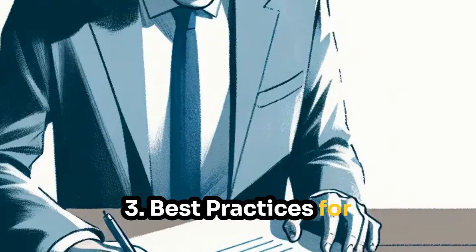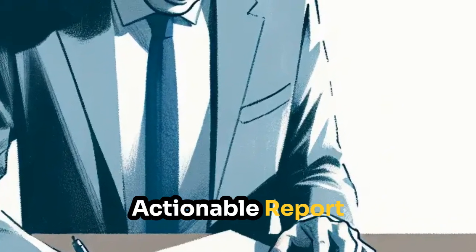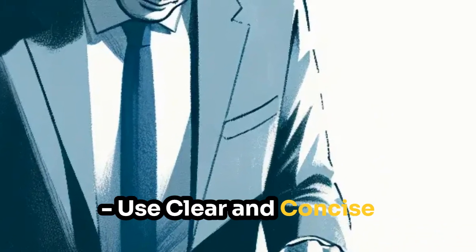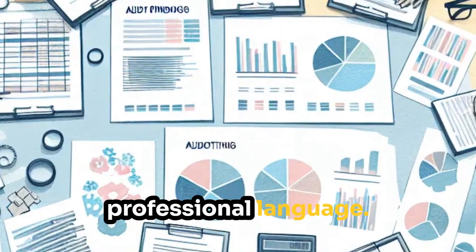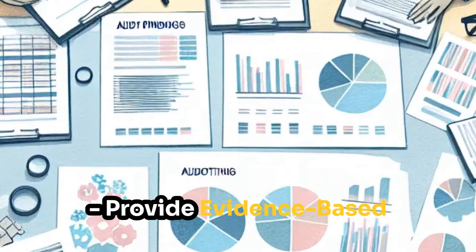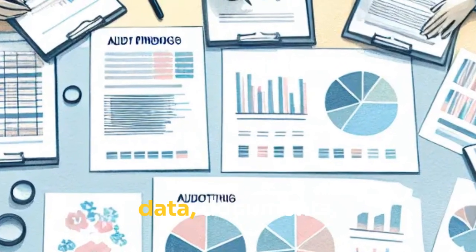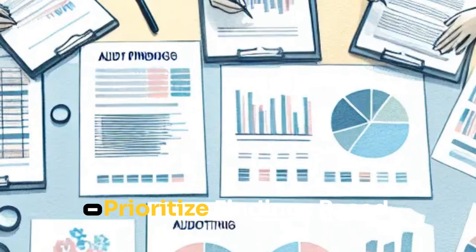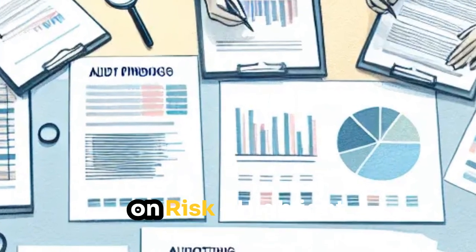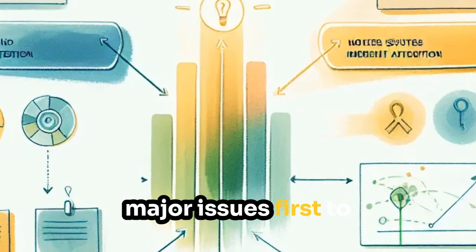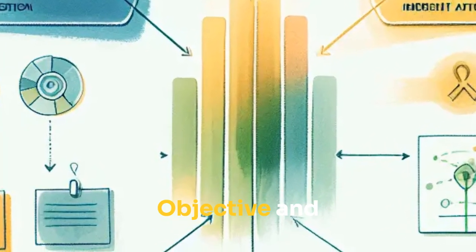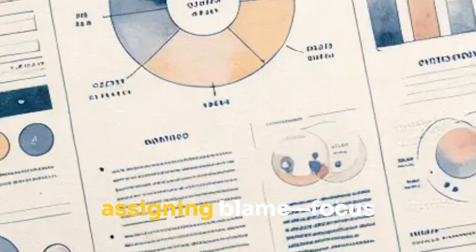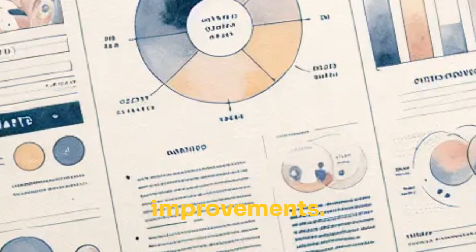3. Best practices for writing a clear and actionable report. Use clear and concise language. Avoid technical jargon and write in plain, professional language. Prioritize findings based on risk. Highlight major issues first to ensure they receive immediate attention. Keep the report objective and neutral. Avoid assigning blame. Focus on solutions and improvements.